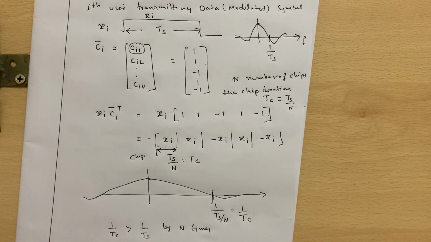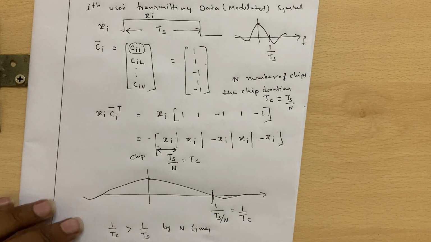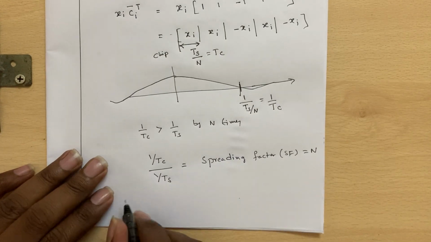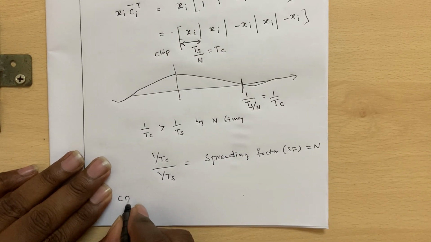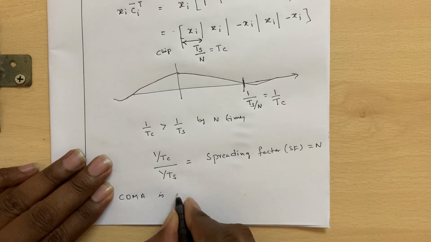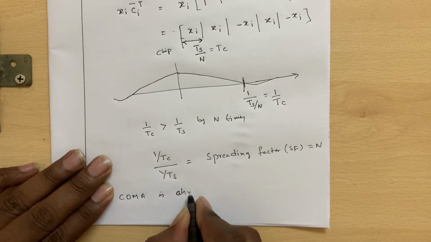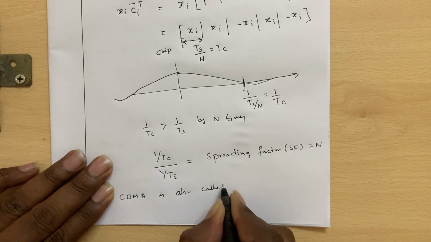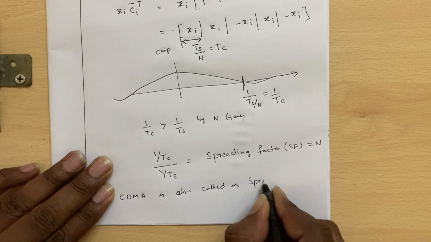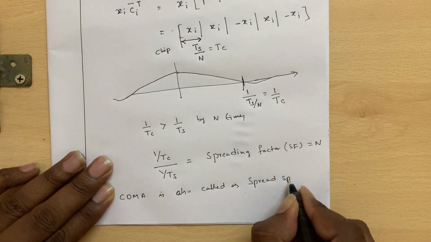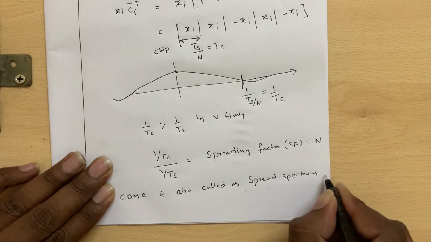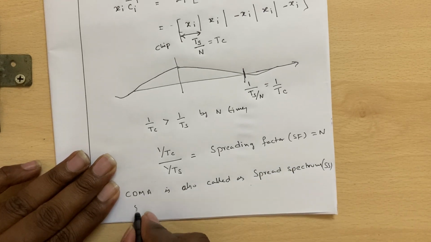Thereby the bandwidth of the transmitting waveform gets spread, and that's why CDMA is also called a spread spectrum technique, or spread spectrum systems, SS in short.